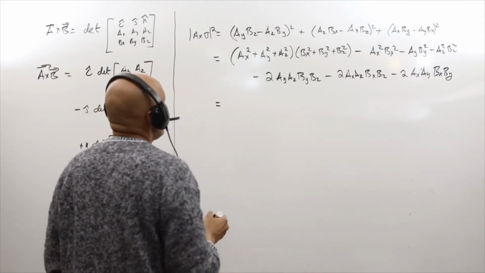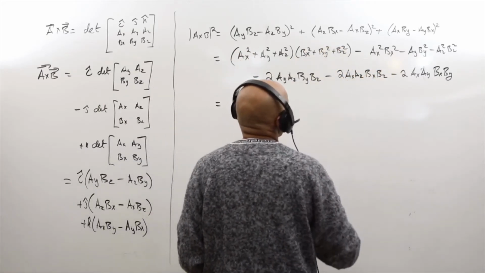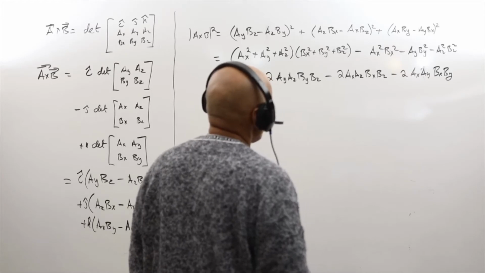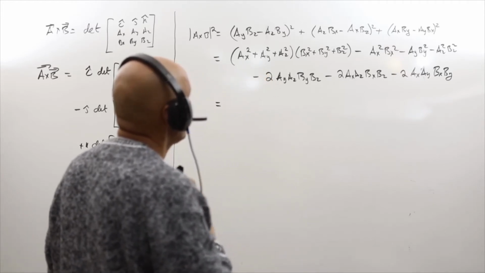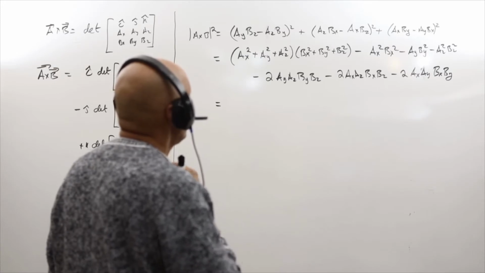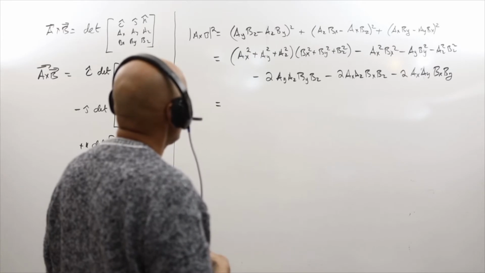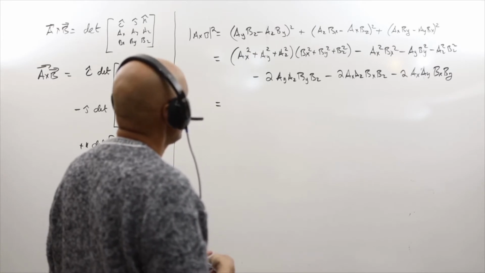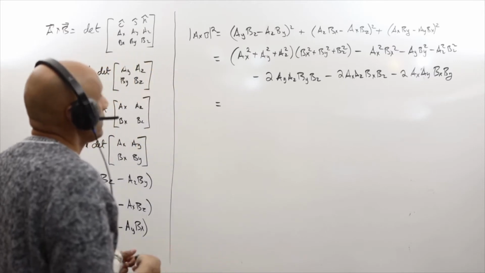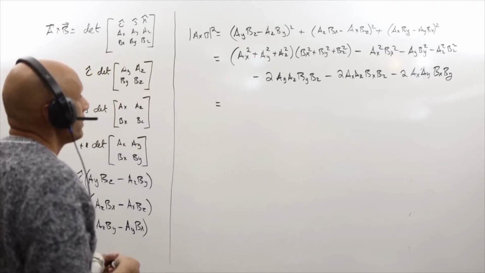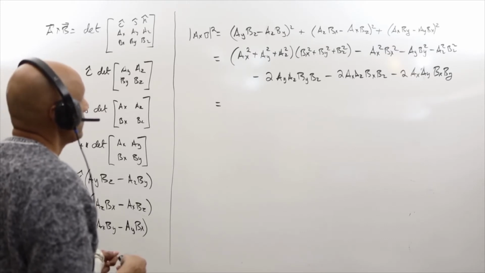So this is good, and then we have these Ax squared Bx squared minus Ay squared By squared minus Az squared Bz squared, and let's see. It's a little tricky. Ax squared, Bx squared, Ay squared, By squared, Az squared, minus 2 Ay.